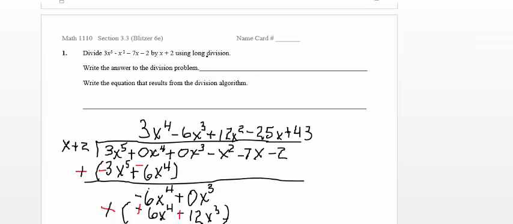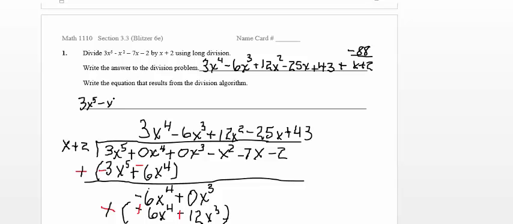Since negative 88 has degree 0, it has no variable in it, so the degree is 0. And the degree of my divisor is 1. So as my remainder is smaller in degree than my divisor, the division is completed. So the answer is the quotient 3x to the 4th minus 6x cubed plus 12x squared minus 25x plus 43 plus the remainder negative 88 over the divisor x plus 2.